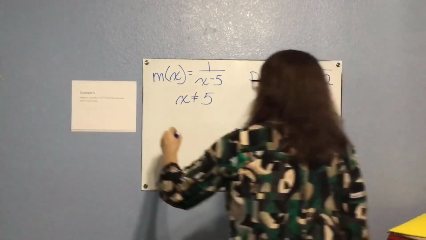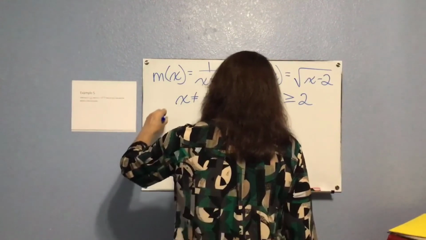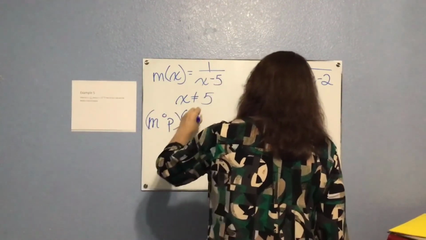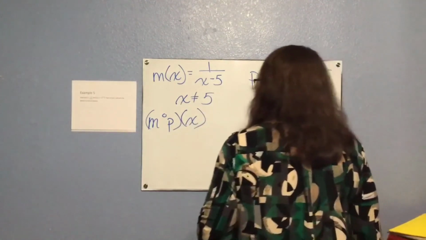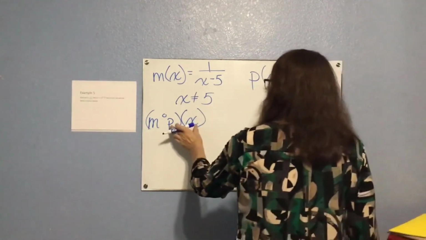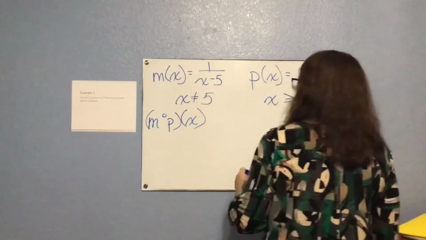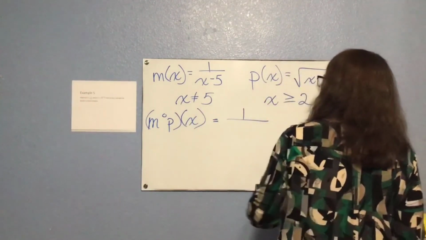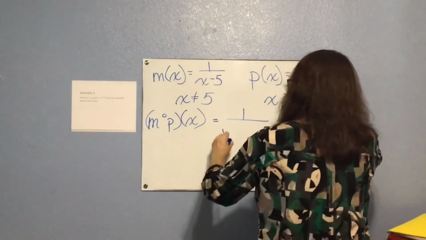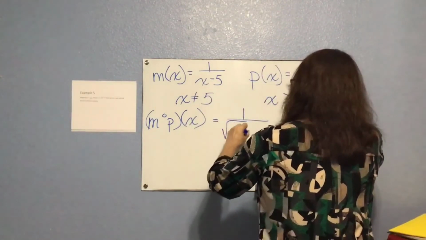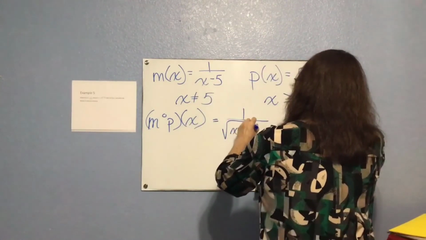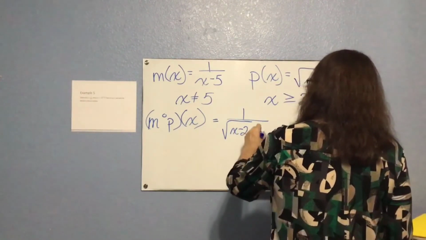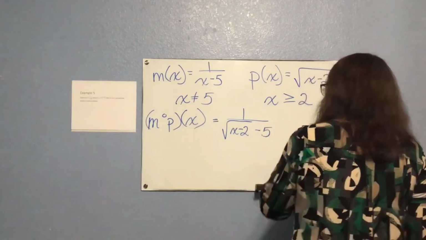Okay, and we're asked to find m of p of x. So we'll start by putting p of x inside of m of x. So we'll have 1 over, instead of the x, we're going to put the square root of x minus 2, and then minus 5 out here.